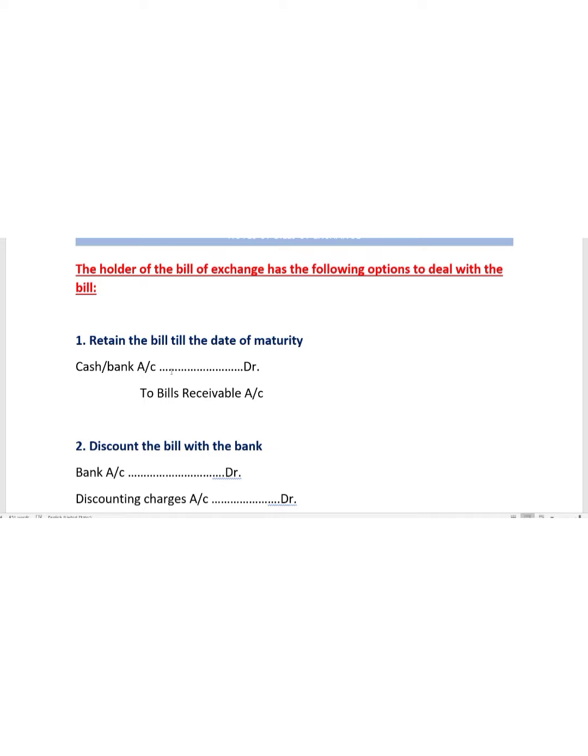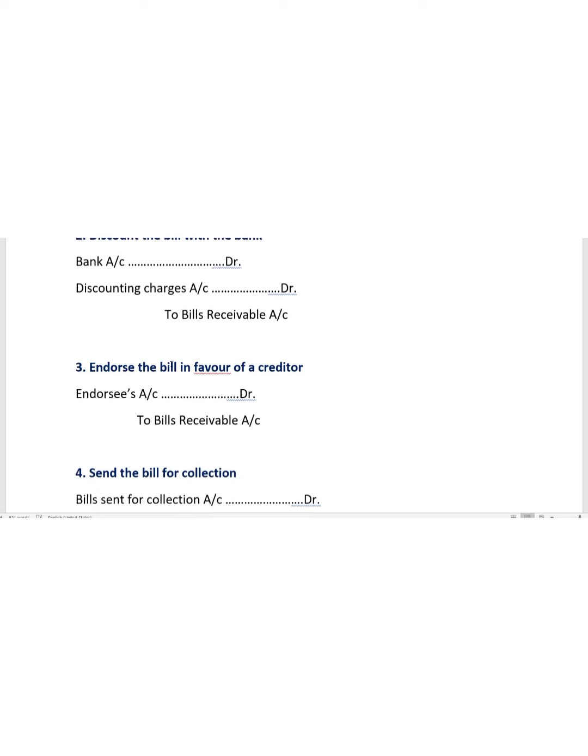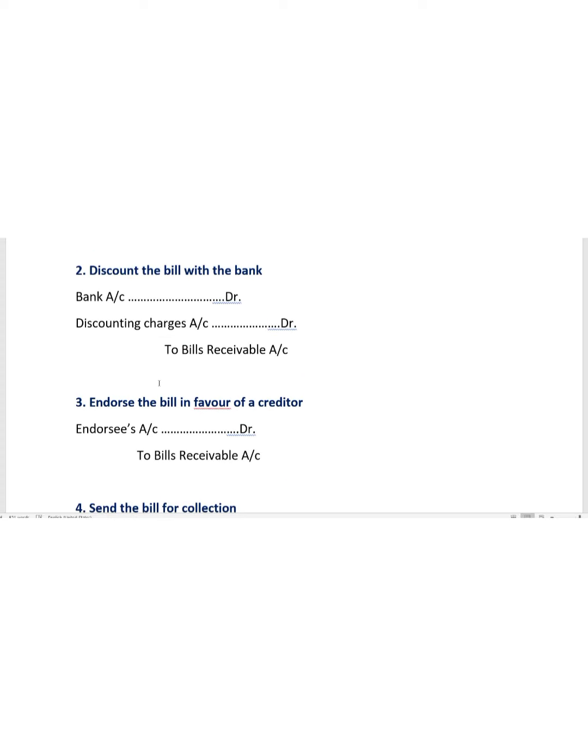Second case: discount the bill with the bank. What happens? The holder of the bill, meaning the seller, got the bill accepted by the buyer. Basically bills are drawn for 2 months, 3 months, some time period is given. But if the seller needs money immediately, if he is in urgent need of money, what can he do? He can take that bill of exchange to the bank, and the bank will discount that bill.